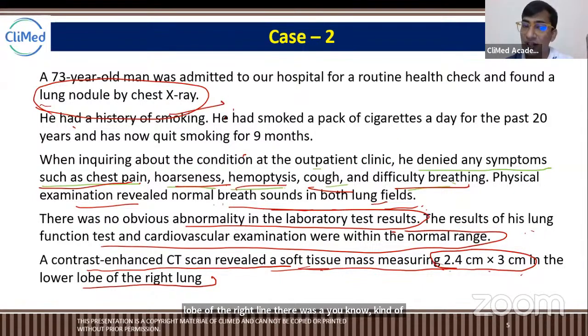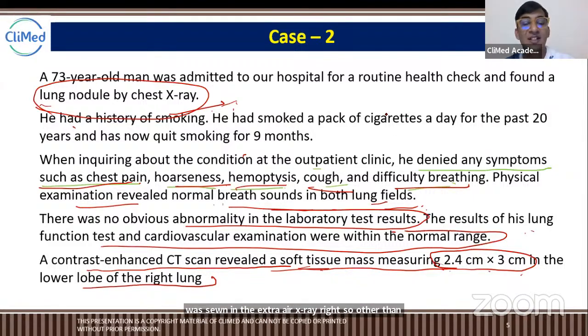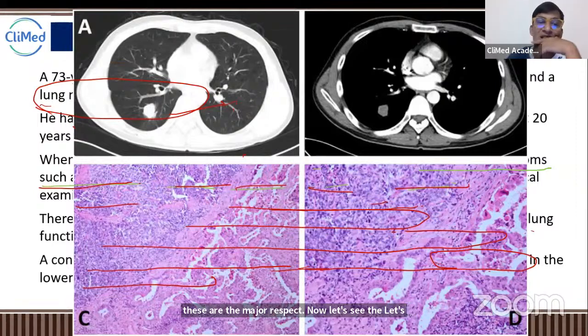Other than smoking and very old age, there are no other risk factors, but these are the major risk factors for lung cancer, guys. Now let's see the CT scan.